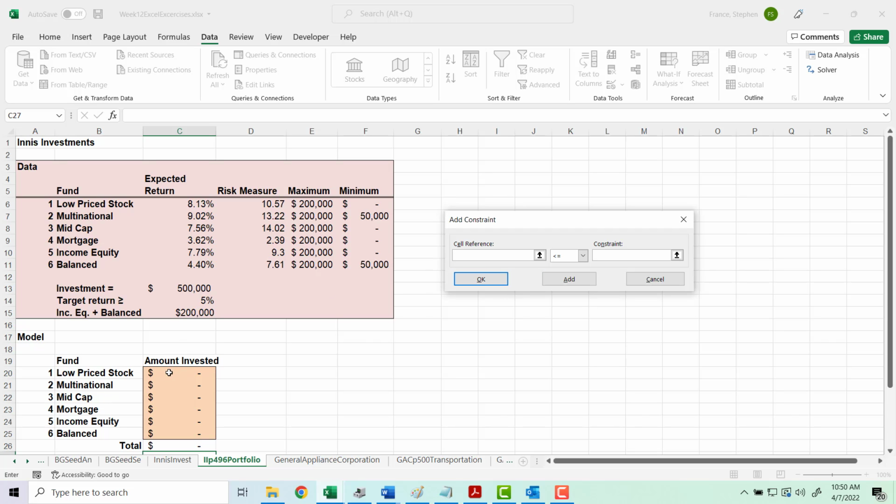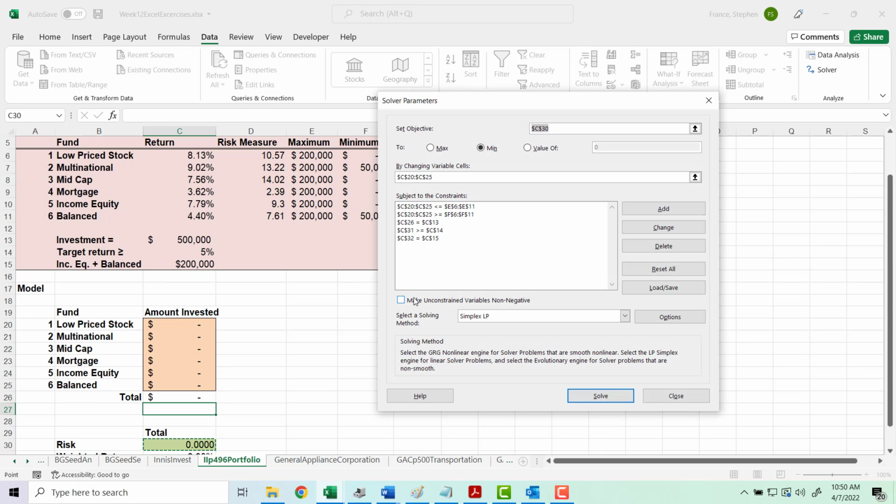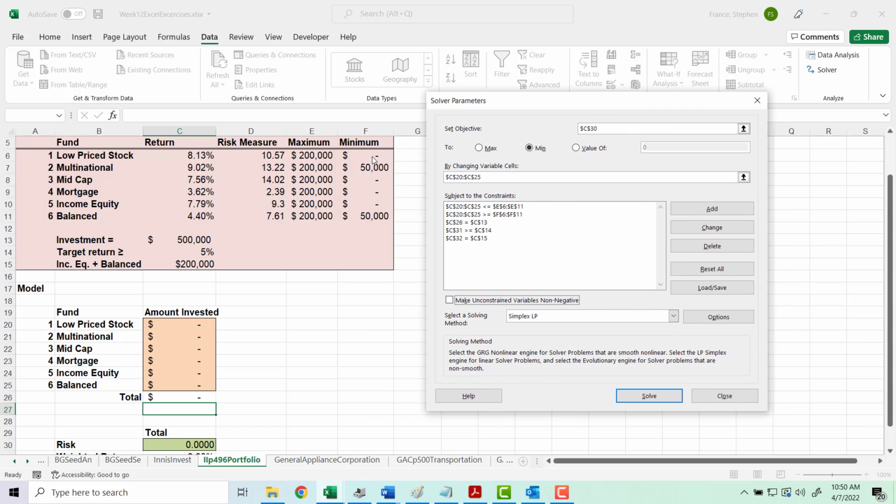And we've got our minimum constraints. All of these are greater than or equal to all of those. Okay, and we don't need to do this one because basically greater or equal to 0 is in these additional constraints, but some of them are 50,000.